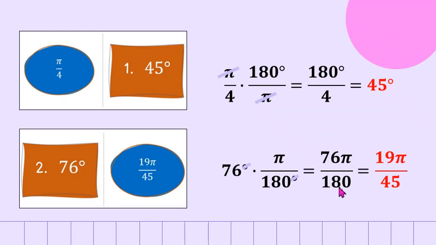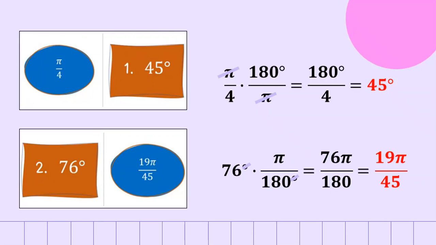No more degrees. What's the purpose of converting if we still have the degrees? So we can cancel the degree sign, and that will give us 76 pi over 180. You can simplify that into 19 pi over 45. Do not forget the pi if you're converting to radians.